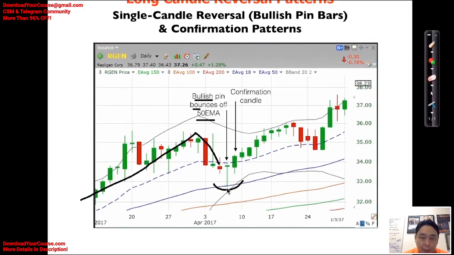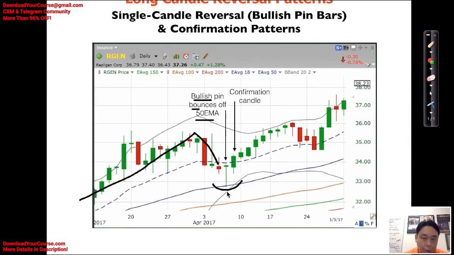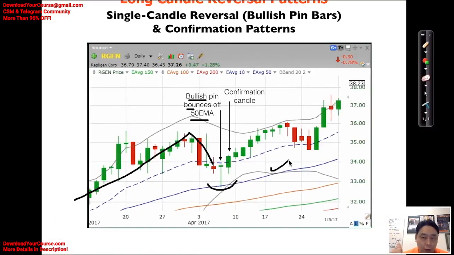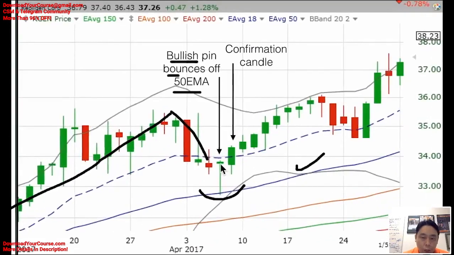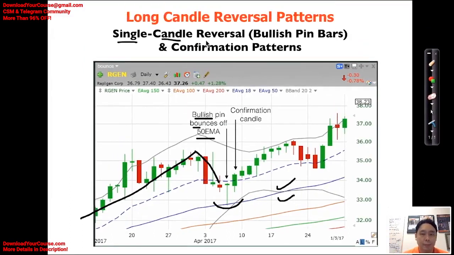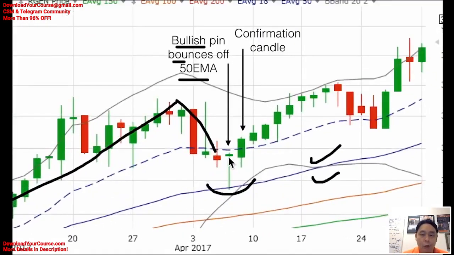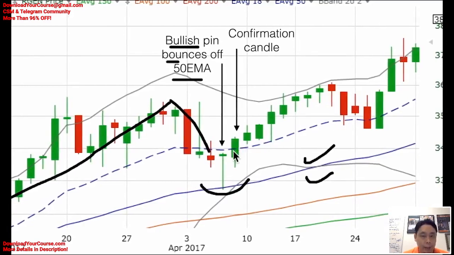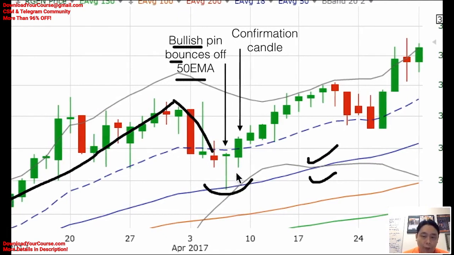So is this a single candle reversal? Let's check. Is the body above the moving average? Yes, check. Is the lower shadow cutting the moving average? Check. There we have a single candle reversal. Now, we need to have a confirmation candle the next day. Is it a bullish candle? Yes, it is.